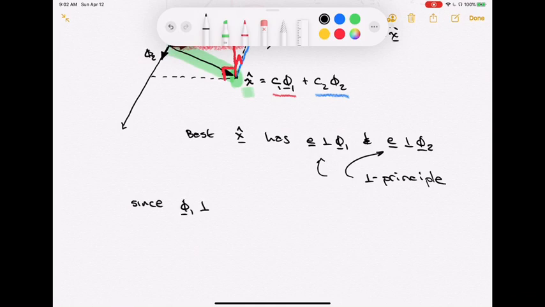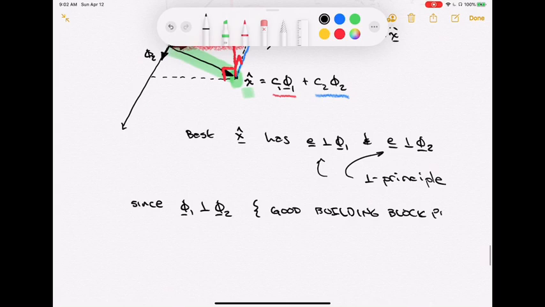phi1 is orthogonal to phi2, it didn't have to be that way. It's just a good basis function. So I'm going to say this is a good building block. This is a good building block property that I'm going to write out here. So let me try to get this done right. This is a good building block property. A good building block property.